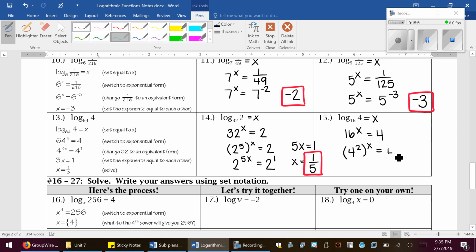You could also use 2 to the 4th power, but if you do that, you will have to change 4 into 2 squared. Multiply your exponents together. The invisible exponent over on the other side is 1. Since the bases match, set the exponents equal to each other and solve.